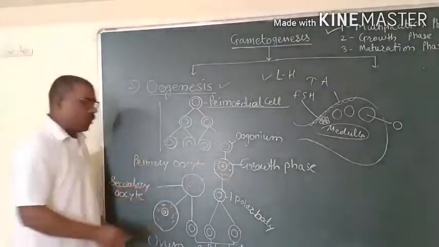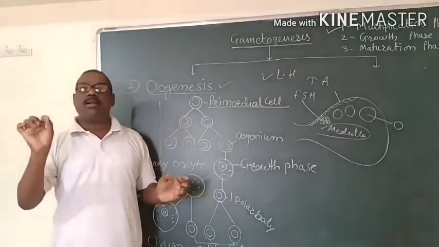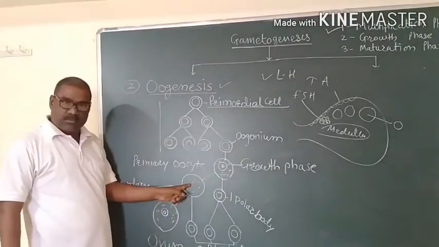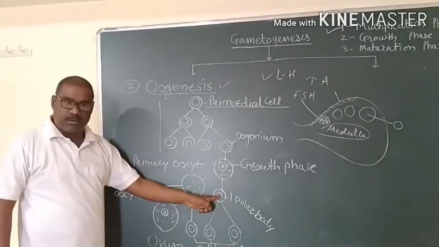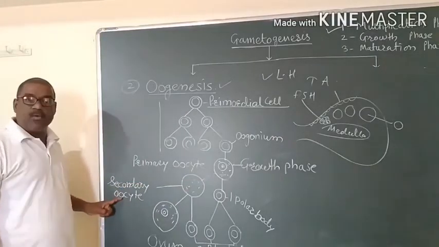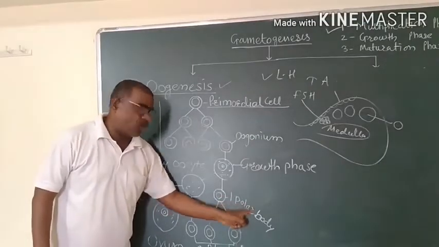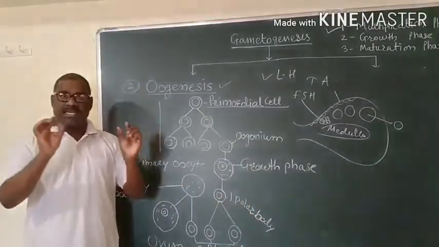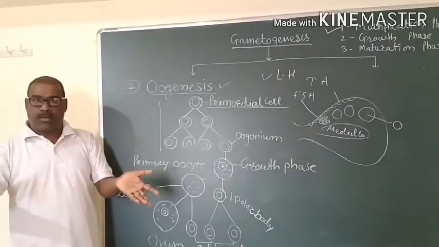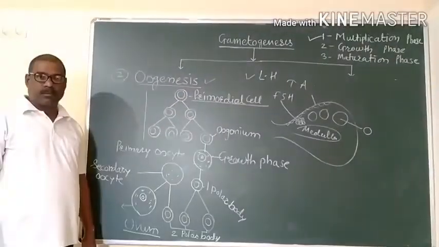Here, this primary oocyte again divides into two unequal cells. One is large, the second one is small. Here, the large cell is called the secondary oocyte, and the small one is called the first polar body. This unequal cell division is meant to supply food material to the future embryo.